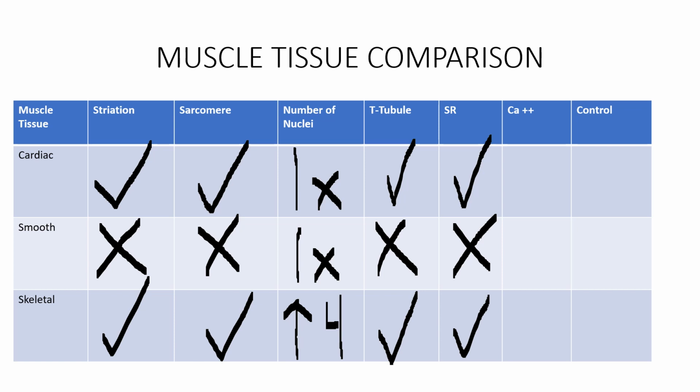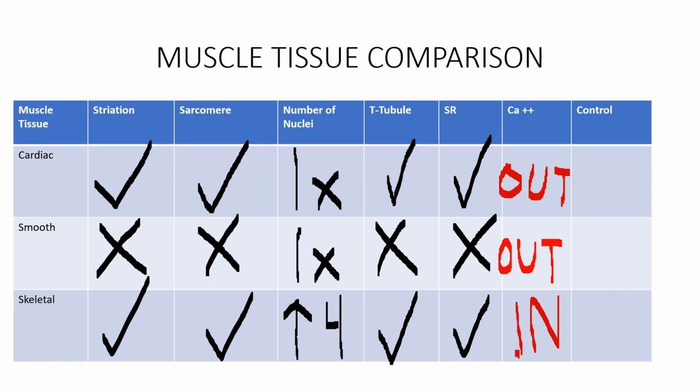With calcium, most of the calcium in your cardiac muscle comes from the outside of the cells. There is a tiny little bit inside the SR, but most of it's outside. Same thing with smooth. That calcium is going to bind to the calmodulin instead of troponin, and it's coming from the outside of the cell. Whereas in skeletal muscle, it's coming from the inside. Specifically, it's coming from the SR. Let's do that and be more specific, SR.